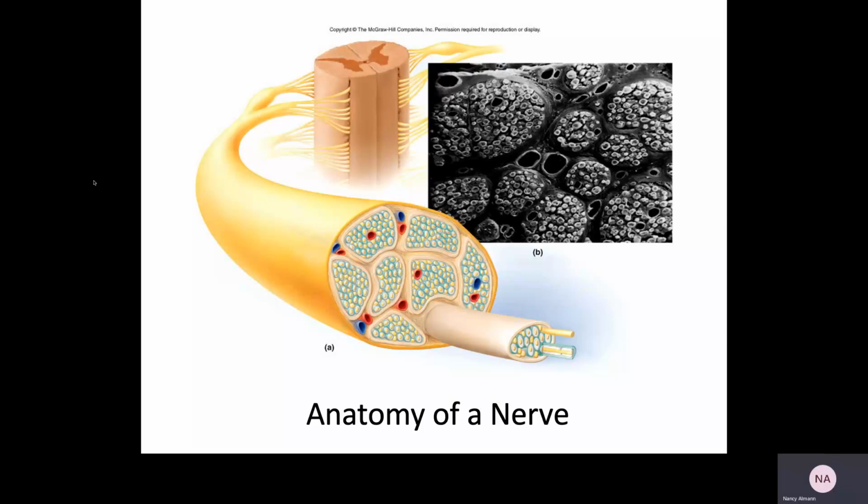Now, I like this because it shows you in the upper right, actually it's showing you a collection of neuronal cell processes, either axons or dendrites, that are collected in fascicles. We've heard that word before. You see a transverse section of a nerve.